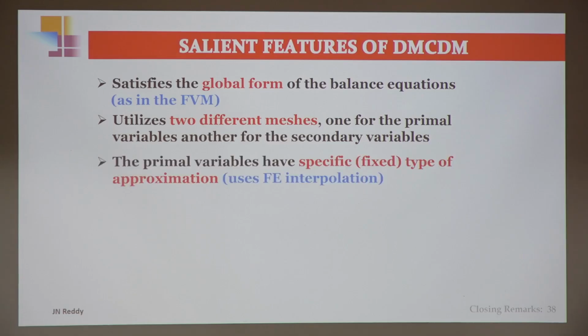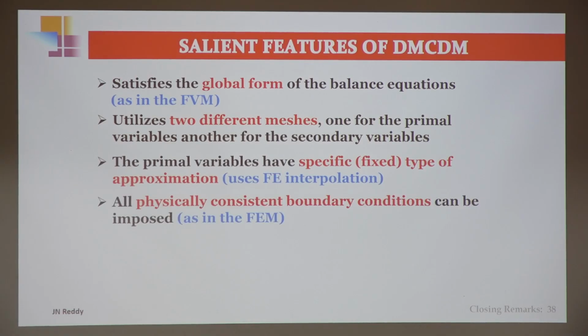Okay. And the primary variables have a specific fixed type of approximation. Okay, so this is the interpolation coming from finite elements. And physically consistent boundary conditions. So we don't replace the derivatives in a blind way. We only replace them inside the domain using interpolation, not Taylor series. On the boundary, they are never replaced, the derivatives or fluxes. So you must know the flux or temperature, as an example.